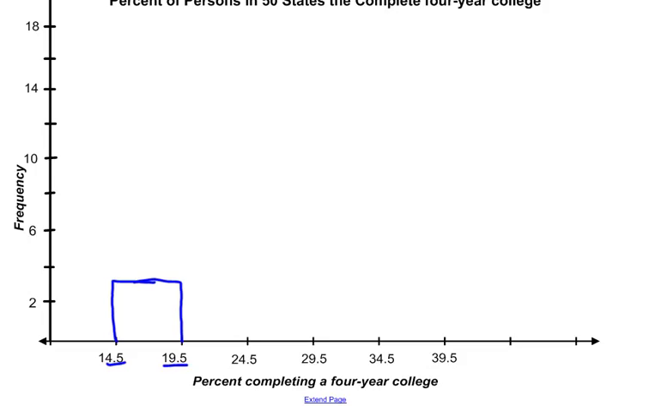The next group goes from 19.5 to 24.5, and there is a frequency in that group of 18. So that is going to go all the way up to 18. And we'll put that bar in.